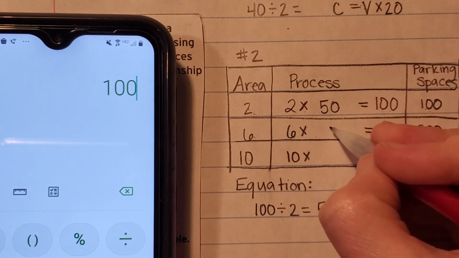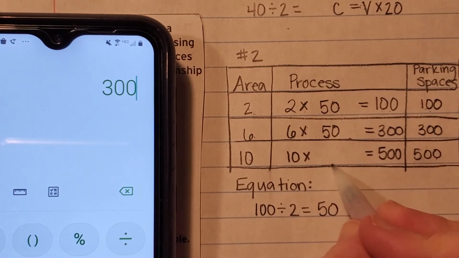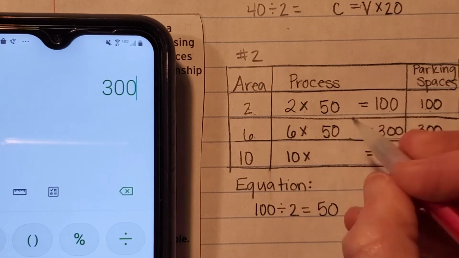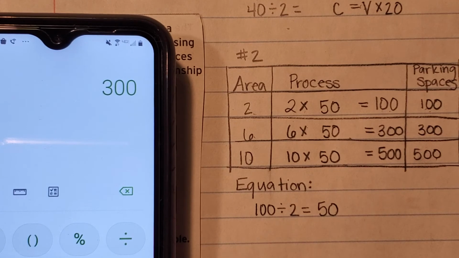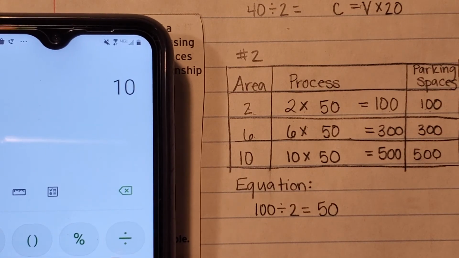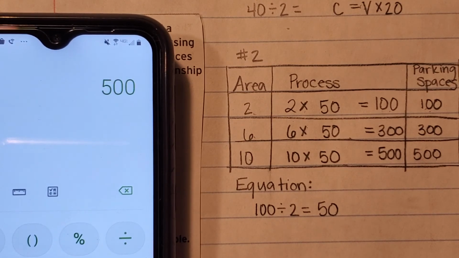What number am I now going to put in this blank? Oh, we have to do the same process, so I'm going to write 50 again. Let's plug it into our calculator to see if it is correct. 6 times 50 equals 300. What number will I now put in this last blank? Once again, that number is 50. We have to use the same process. Let's plug it into our calculator to see if it is correct. 10 times 50, 500 is correct.